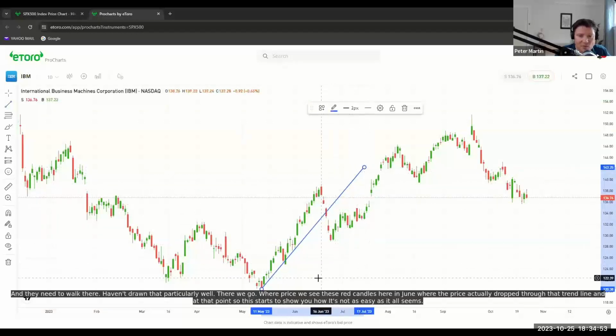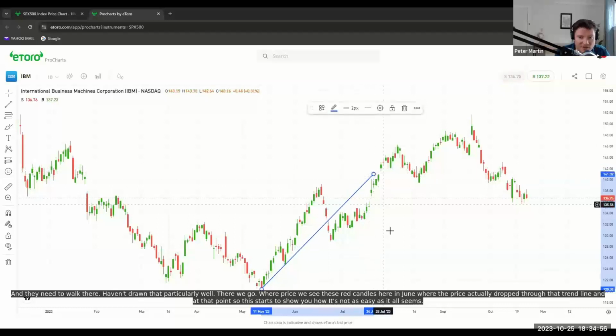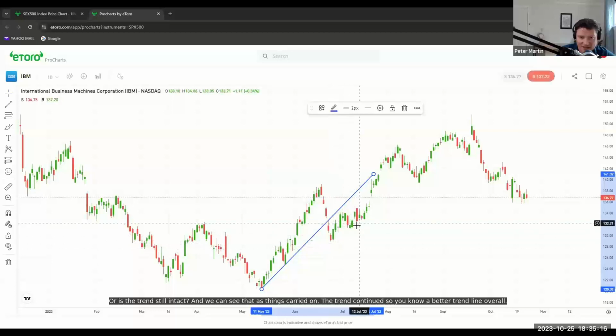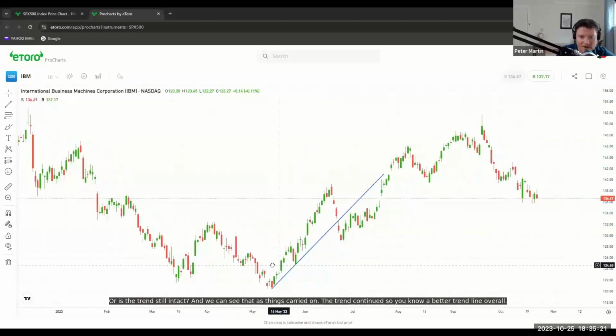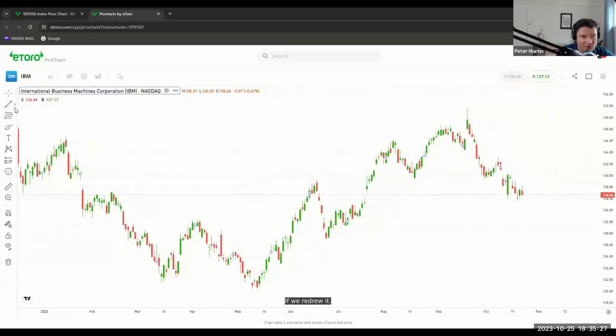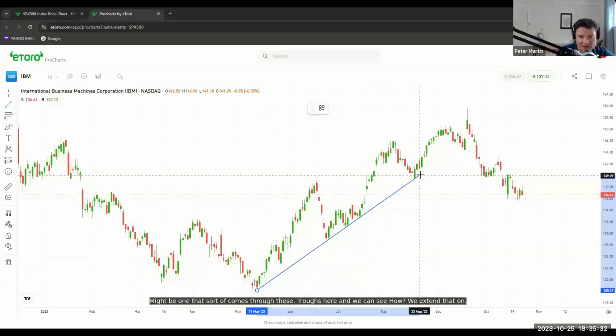I haven't drawn that particularly well. There we go. We can see these red candles here in June where the price actually dropped through that trend line. And this starts to show you how it's not as easy as it all seems. At that point, you're worrying about whether this is a retracement or the trend is still intact. And we can see that as things carried on, the trend continued. So a better trend line overall, if we redrew it, might be one that comes through these troughs here.